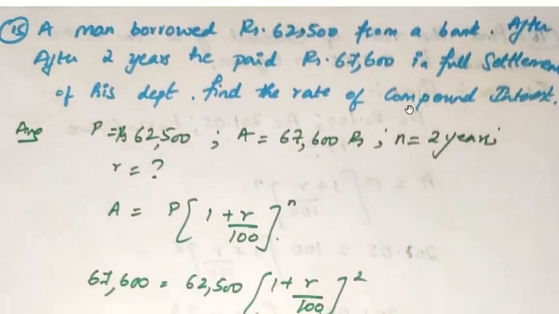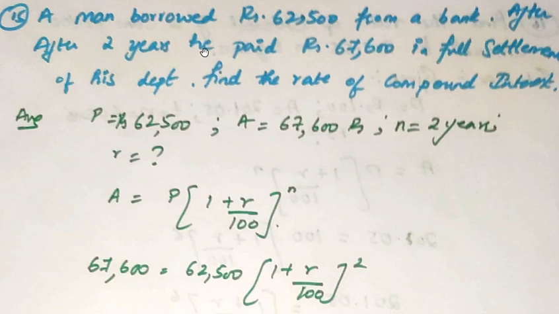So our next question: a man borrowed rupees 62,500 from a bank. After 2 years, he paid rupees 67,600 in full settlement of his debt. Find the rate of compound interest. So what is the principal that they have given in the question? 62,500. The amount is 67,600. Number of years is 2 years. Rate you're supposed to find out.